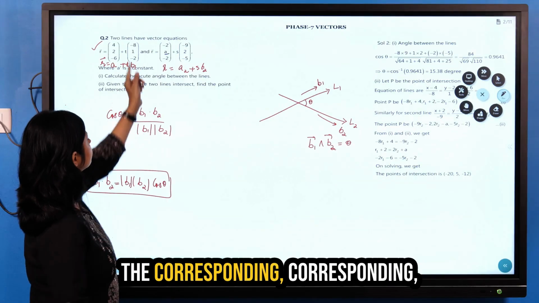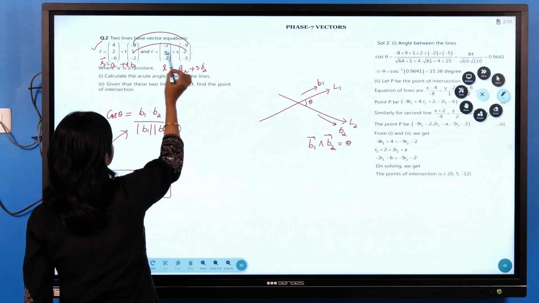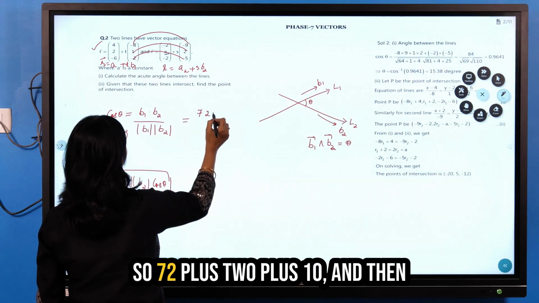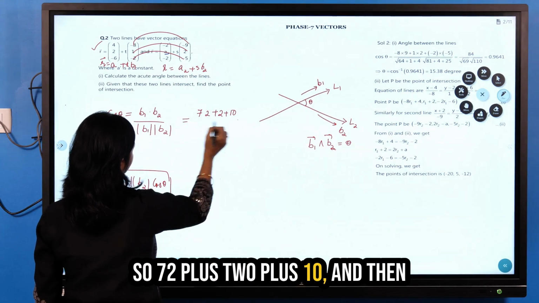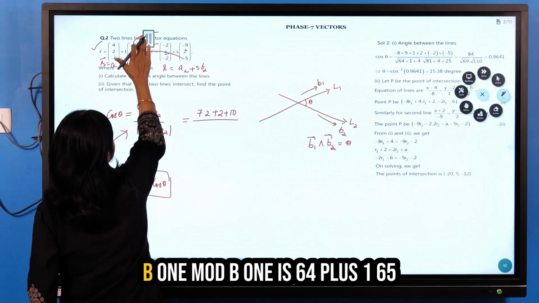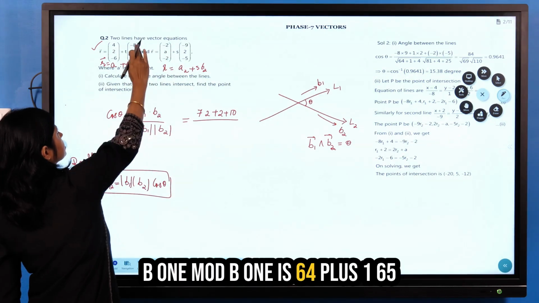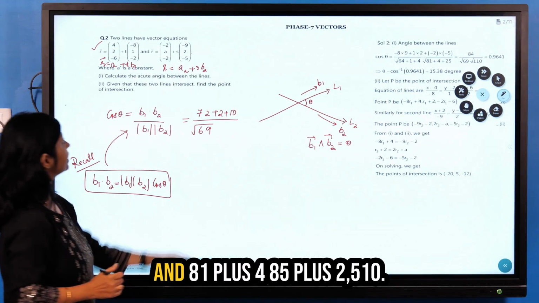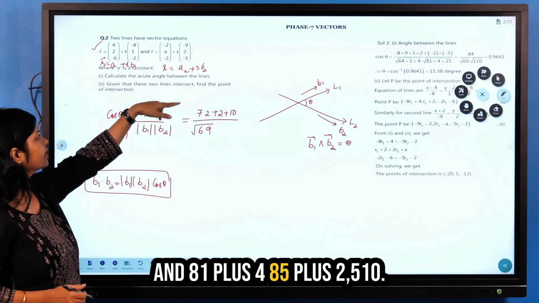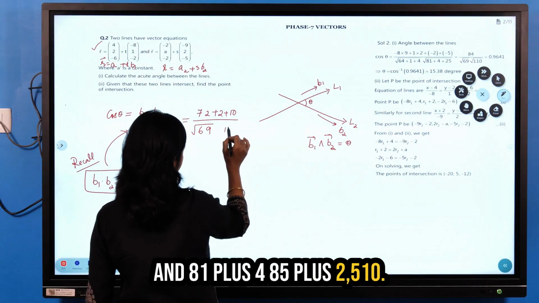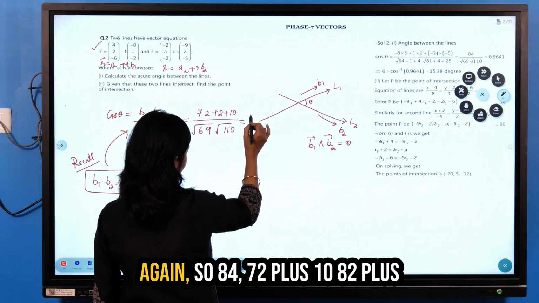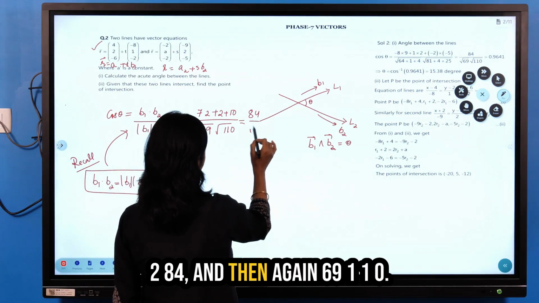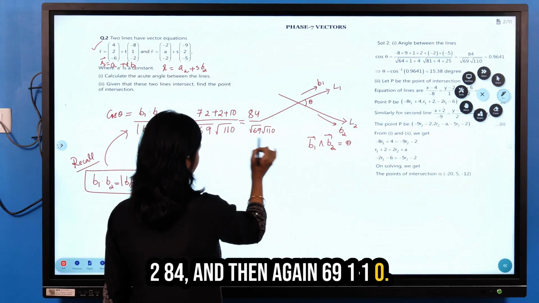The corresponding components are just multiplied. So 72 plus 2 plus 10. Then mod B1 is 64 plus 1, 65 plus 4, 69, a very weird number. And for B2, 81 plus 4, 85 plus 25, 110. So not a friendly number. Again, 72 plus 10, 82 plus 2, 84, and then again 69, 110. So we can't do much about it.